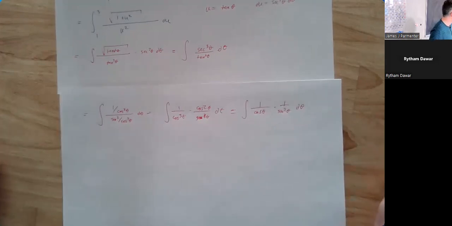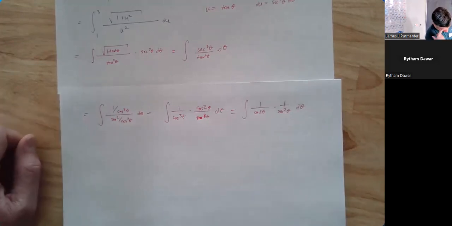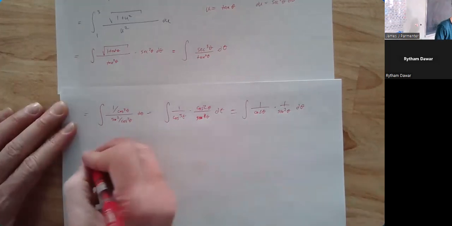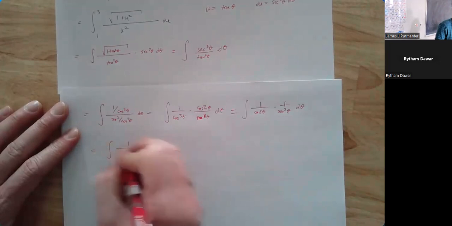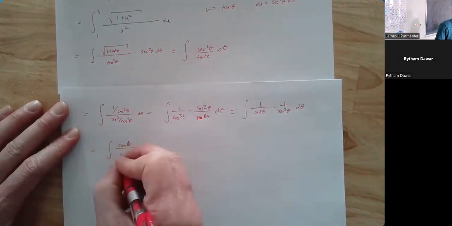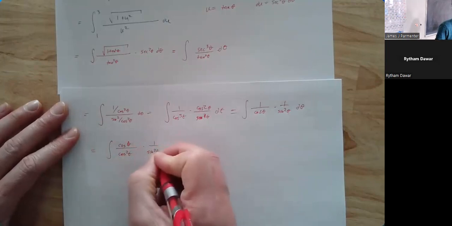I don't know. I know it's doable. I just don't want to do it. Well, what I was going to do is this: I'm going to multiply by a cosine. I'm going to put one of those cosines back. And now I can let u equal sine.